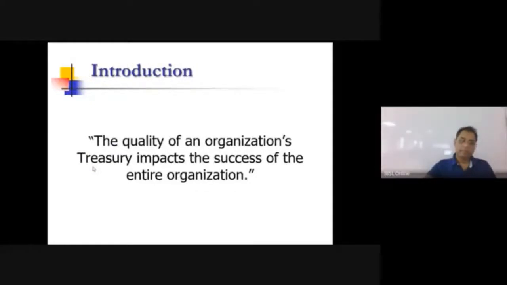Just a statement there: the quality of an organization's treasury impacts the success of the entire organization. Again, I'll explain that to you. The reason for that statement is that a lot of people look at a bank from what they can see on the outside. Meaning, how much do you pay on a deposit lending rate? How much are your exchange rates? How much do you charge for certain fees, etc., etc.?